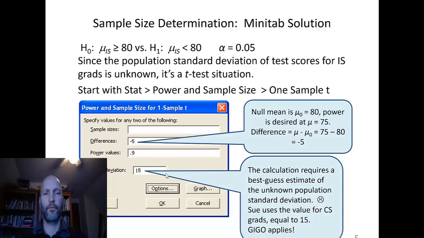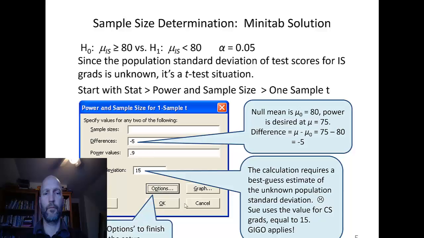Now, standard deviation is something else that's asked for, and oftentimes we don't know what this is before we've taken a sample, and so in this case, Sue uses the value for the computer science graduates, which is 15, and the GIGO rule applies here, which says garbage in, garbage out. If you put garbage in, then the results are not going to be reliable. So she makes the assumption that the IS grad standard deviation is going to be the same as that for computer science grads. Maybe that's a good assumption, maybe it's not.